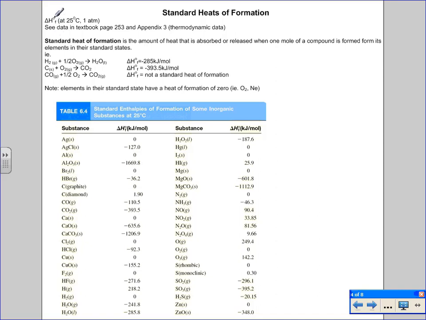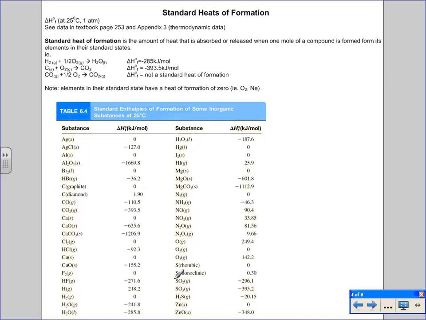This naught symbol, or this little superscript of an O, means that the experiment is carried out at standard conditions, which means 25 degrees Celsius and 1 atmosphere. And the little F stands for formation. Now this is thermodynamic data, heats of formation. So you find the values for the standard heats of formation in your textbook.